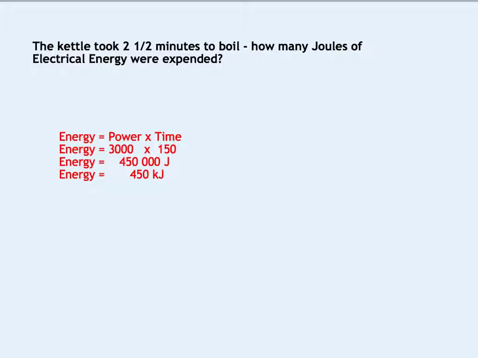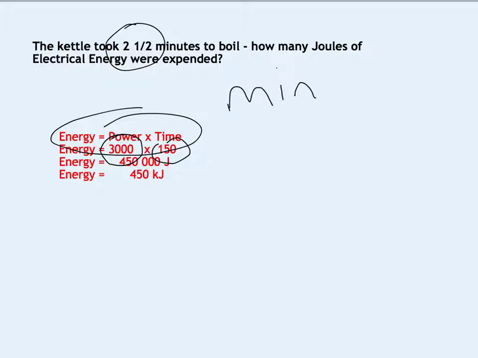You use this equation here: energy is power times time. Well, you calculated power in the first part, which is 3,000 watts, and then time is 150. Now some of you, I'm sure, will be scratching your head going, well, why is time 150? Because it took 2.5 minutes to boil. Well, what you need to do is convert minutes into seconds.